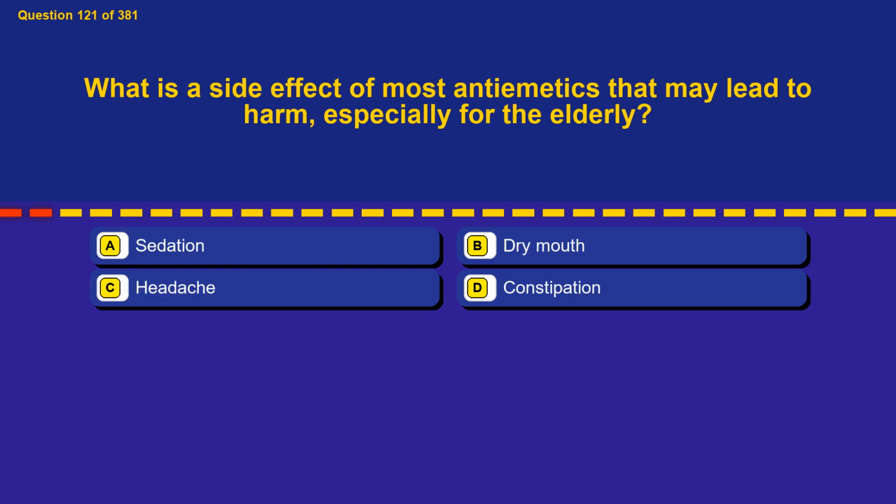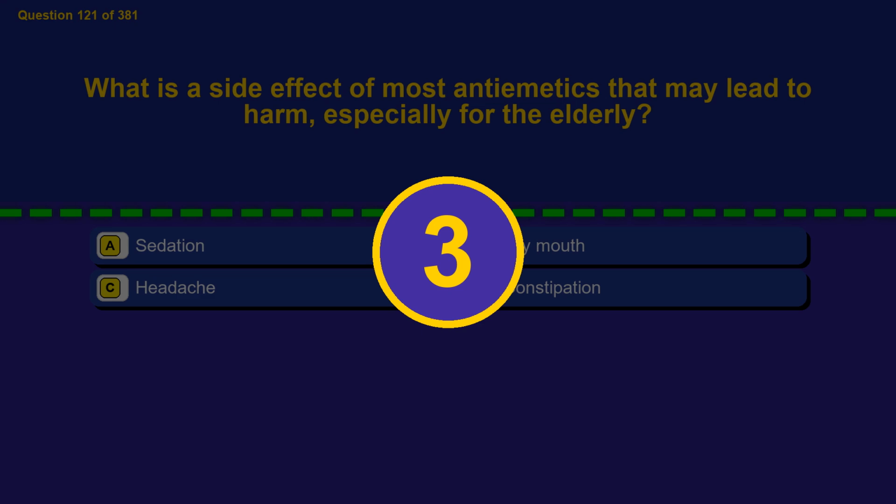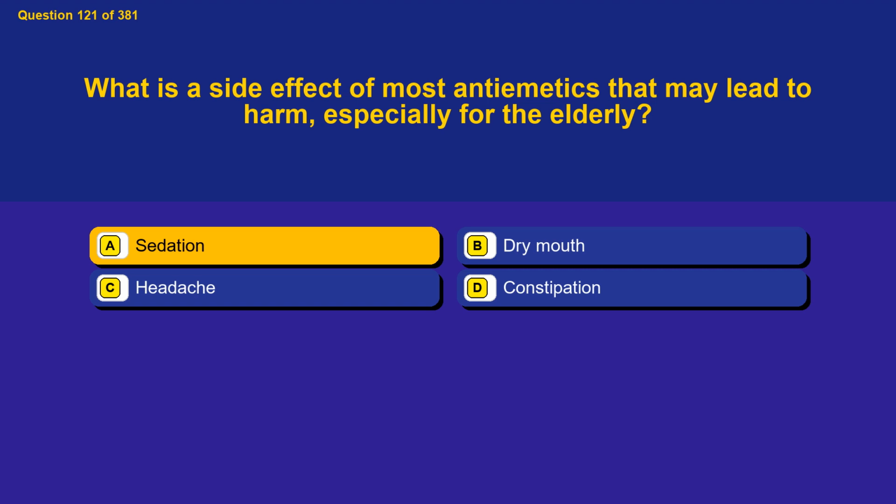Question 121. What is a side effect of most antiemetics that may lead to harm, especially for the elderly? Option A, sedation. Option B, a dry mouth. Option C, headache. Option D, constipation. The correct answer is option A, sedation.